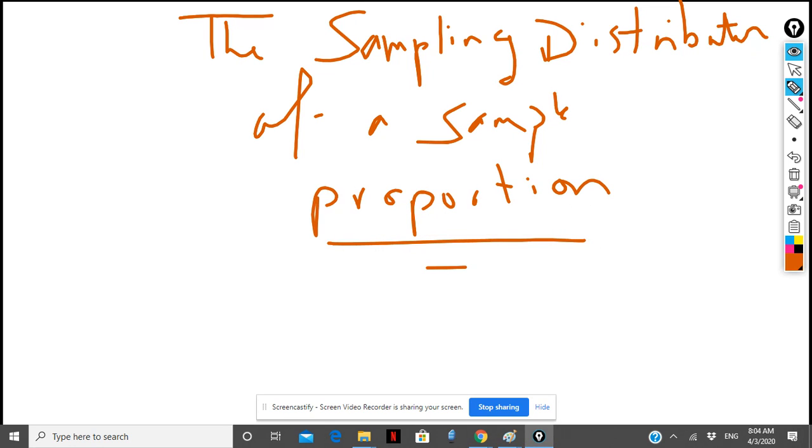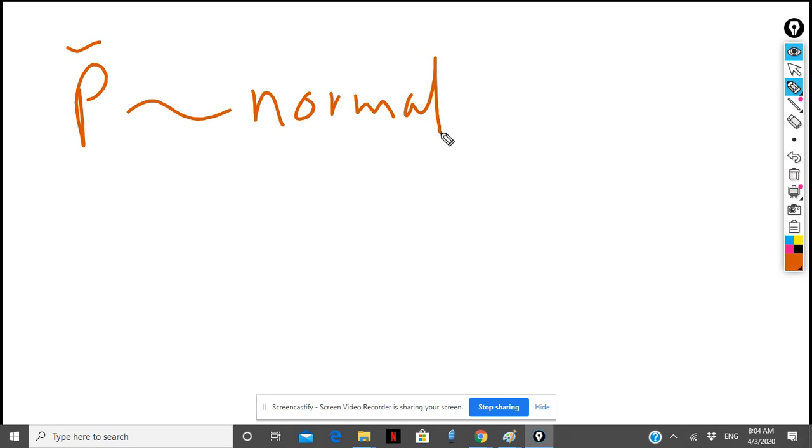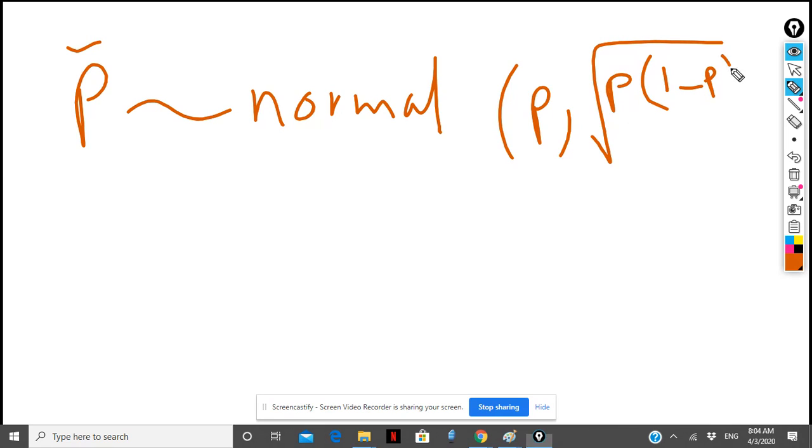Okay, we have something called the central limit theorem. So p-hat is approximately normal, with standard deviation the square root of p times 1 minus p over n. To use this formula, we have conditions.